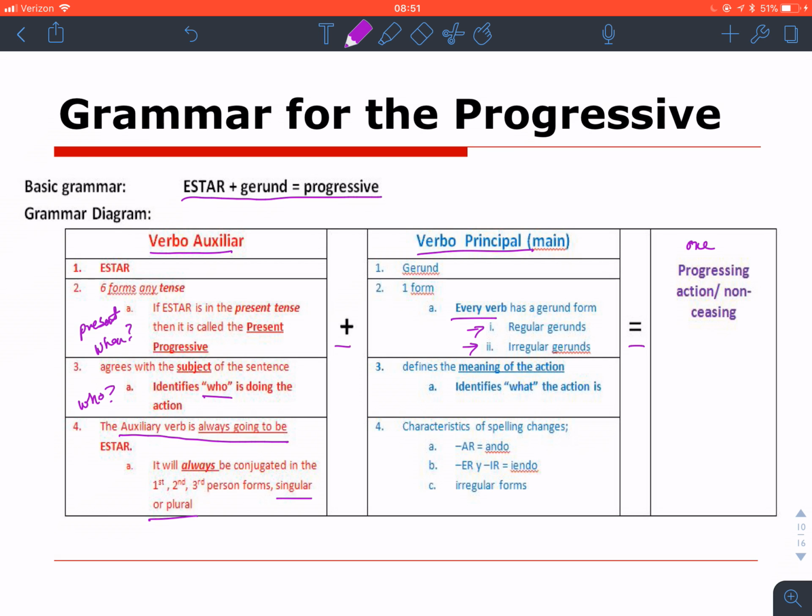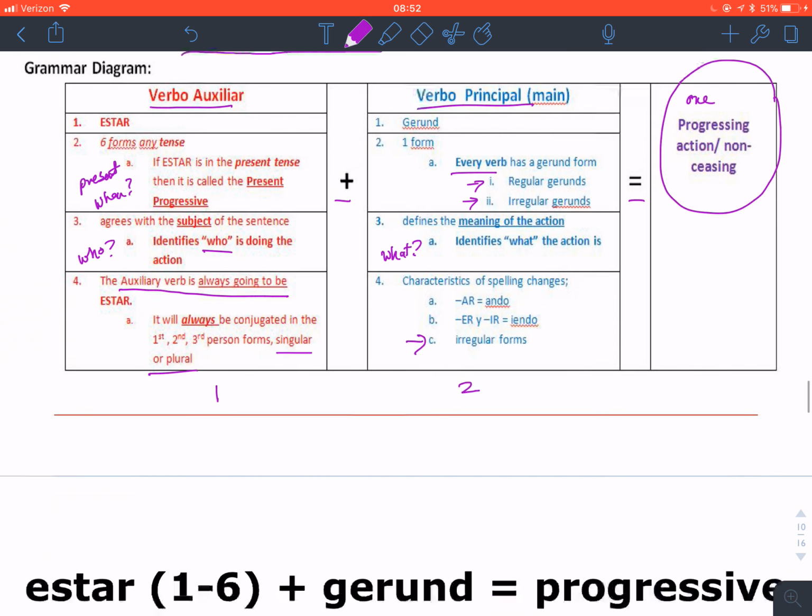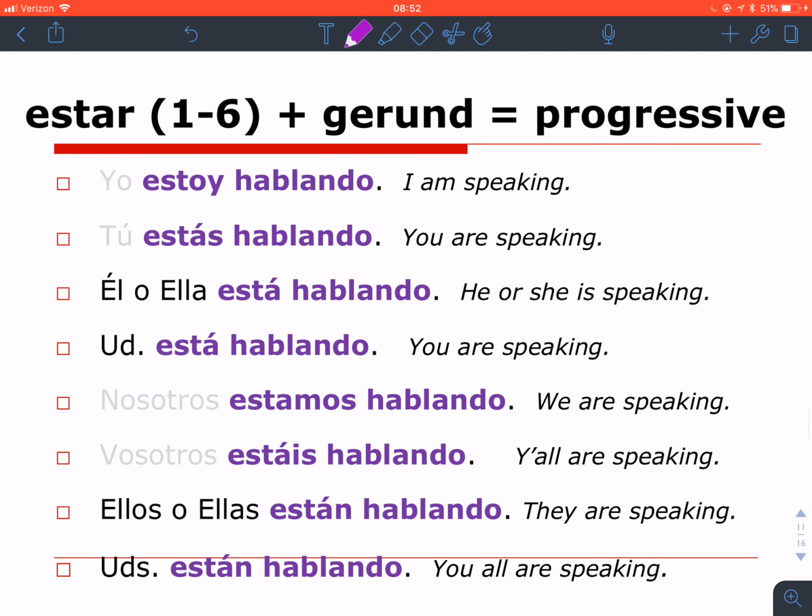If estar describes when and who, then the main action, verbo principal, describes what the action is. And the fourth characteristic is that there are spelling changes in certain forms. So we see that if we add column 1 plus column 2, we get one progressing action that is non-ceasing. Here is how it would look.